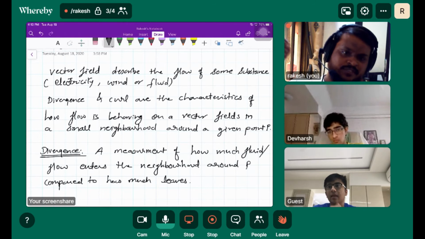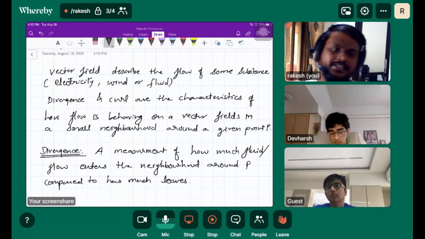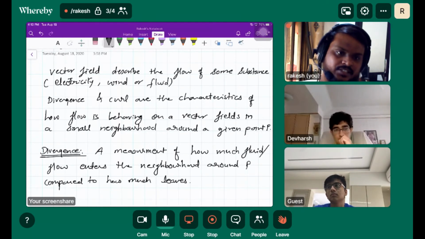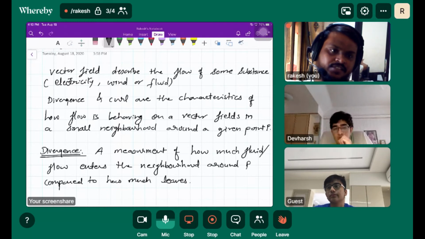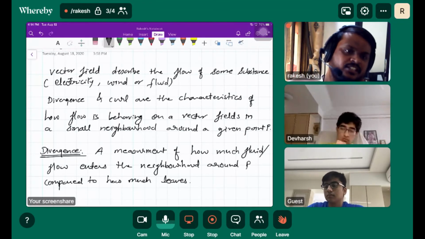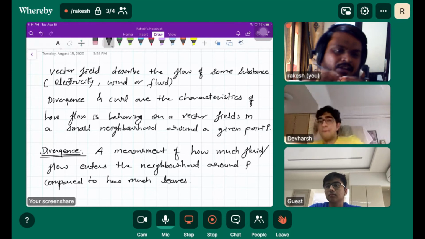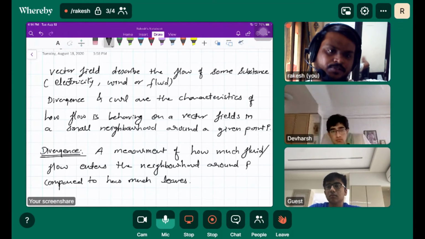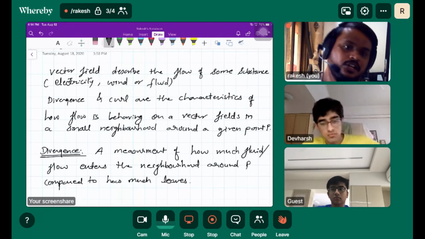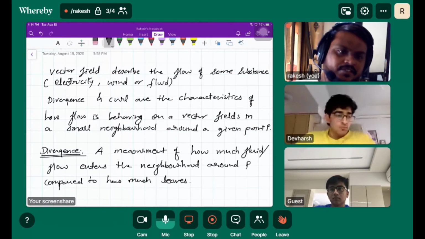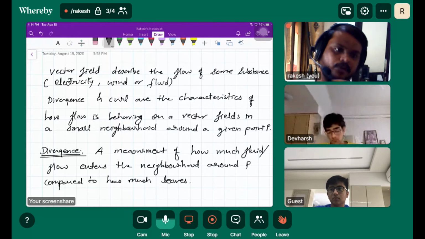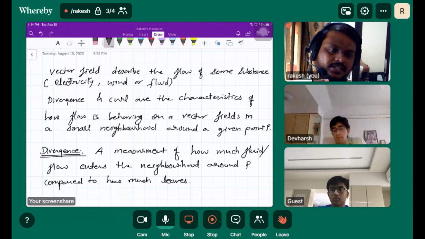If the amount of fluid that leaves is more than the amount of fluid that enters the neighborhood, it is positive divergence. You can understand divergence like diverging something. If the fluid entering the neighborhood around P is less than the amount that diverges from that neighborhood, that is called positive divergence. It's just a number which tells you whether it is positive divergence or negative divergence. If the amount of fluid that enters the neighborhood around P is the same as the amount that leaves, then what would be the divergence?